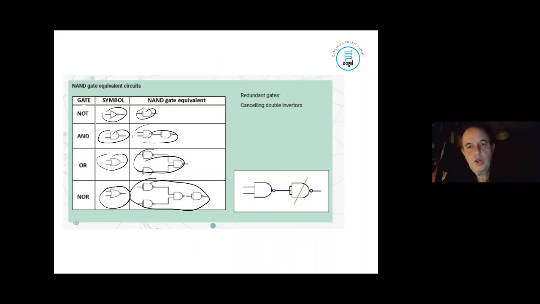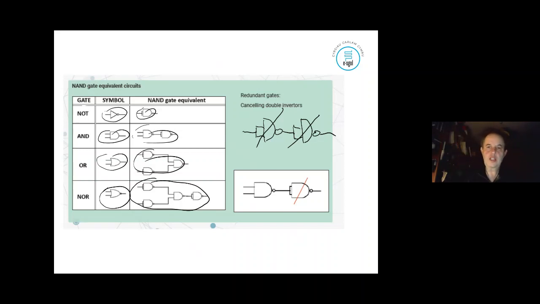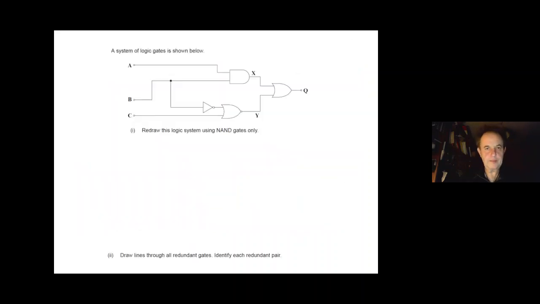When it comes to using NAND gates, remember as well that if you have two NAND gates following each other, like so, they will always cancel each other. So a double NOT, a NOT and NOT will always cancel each other, and they are called redundant gates. We'll have a look at an example here.